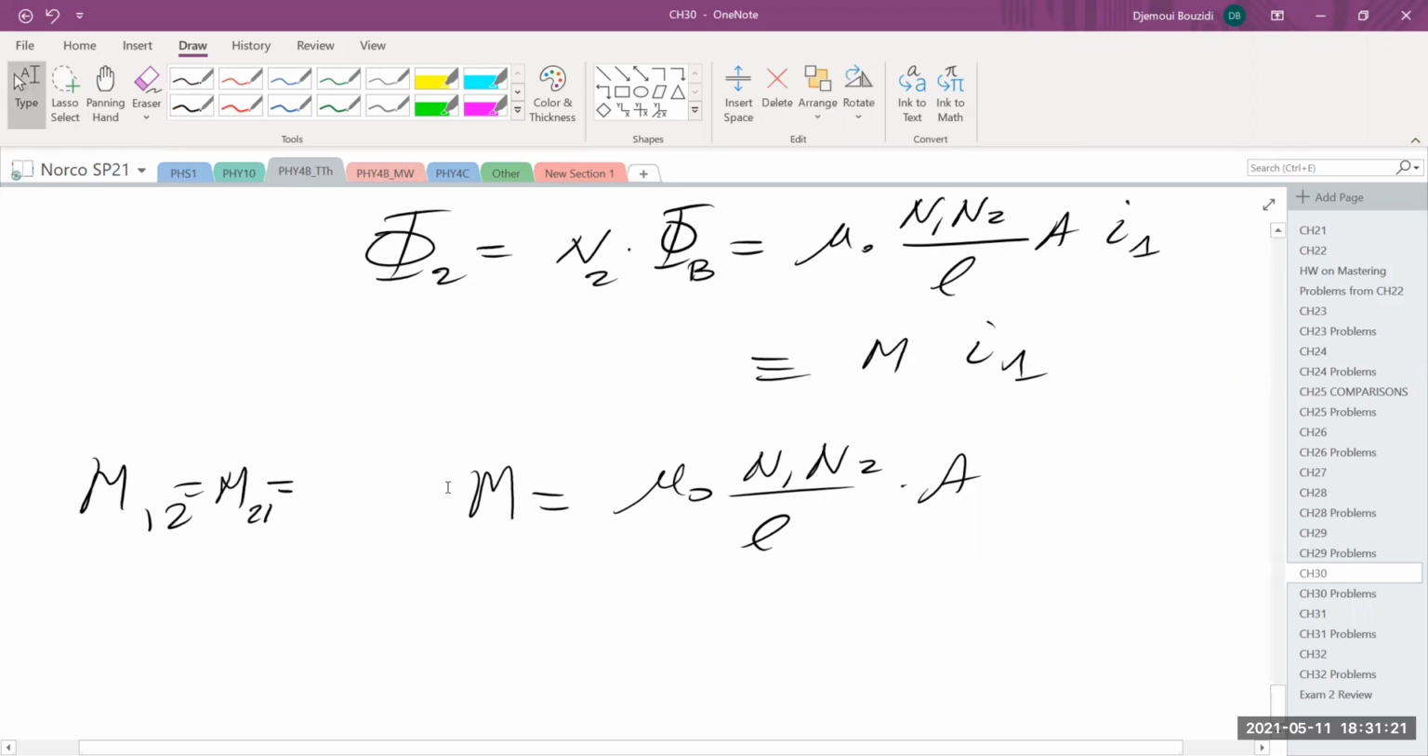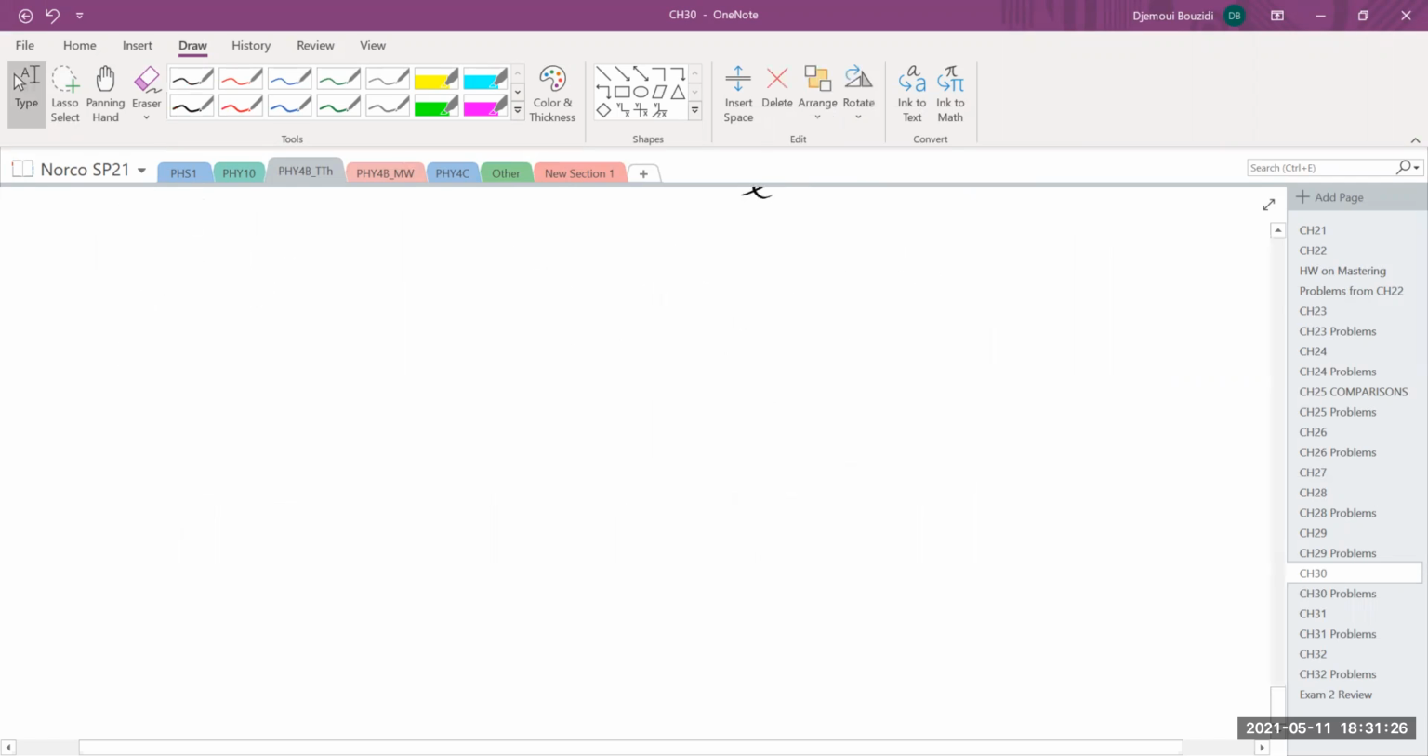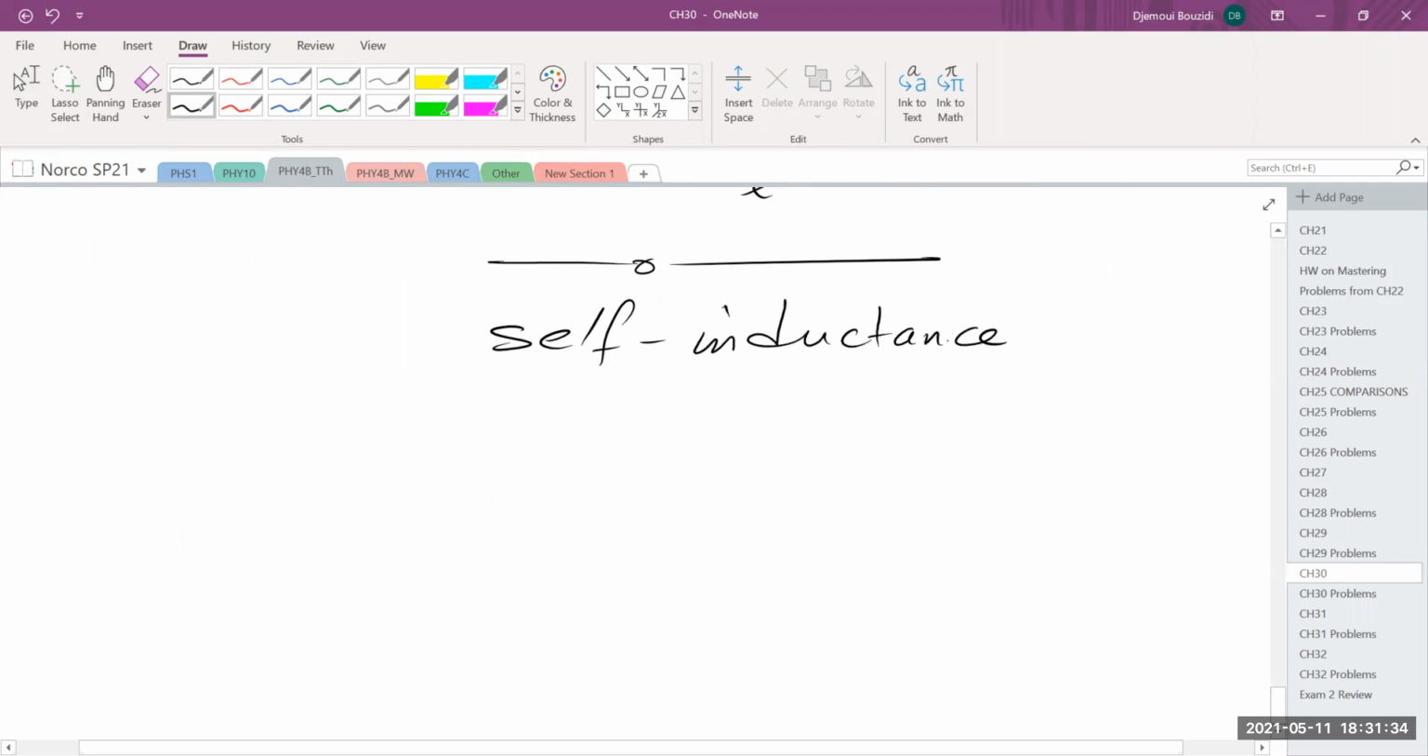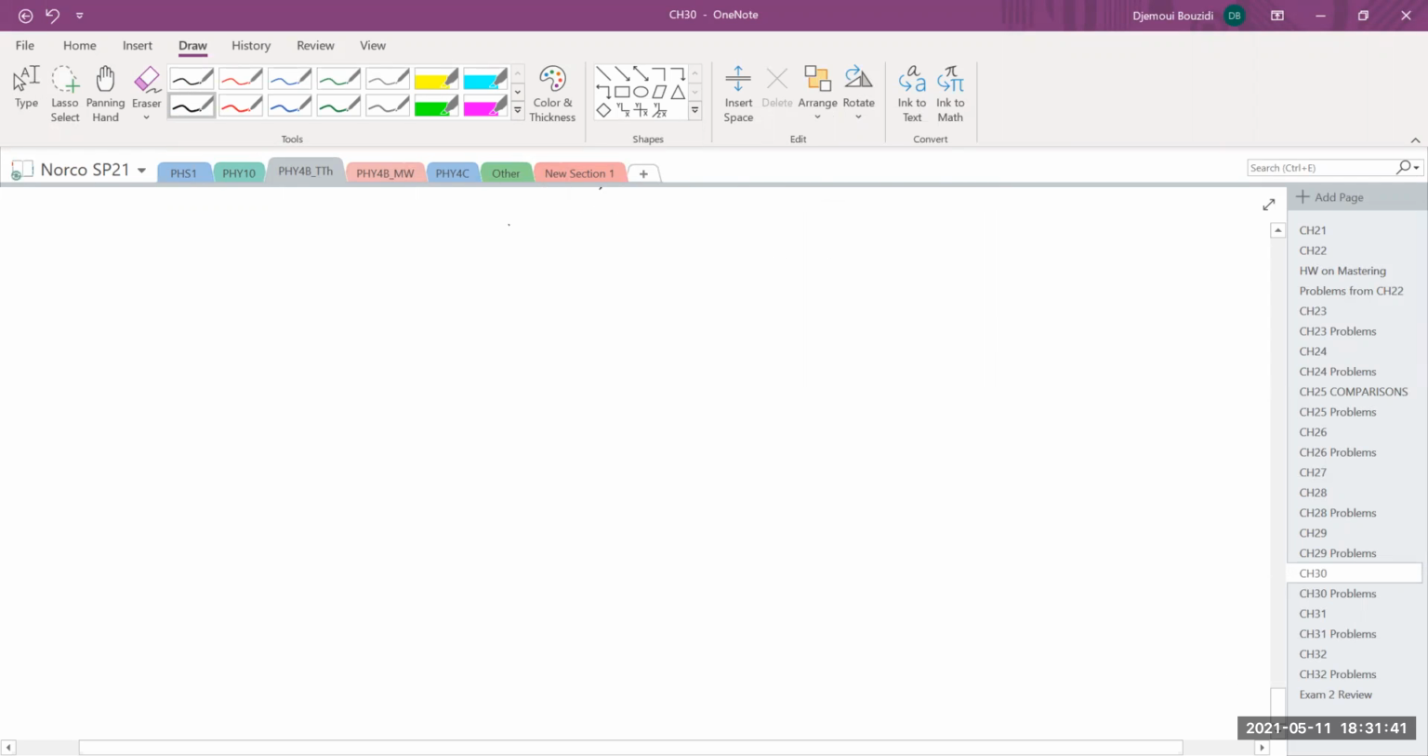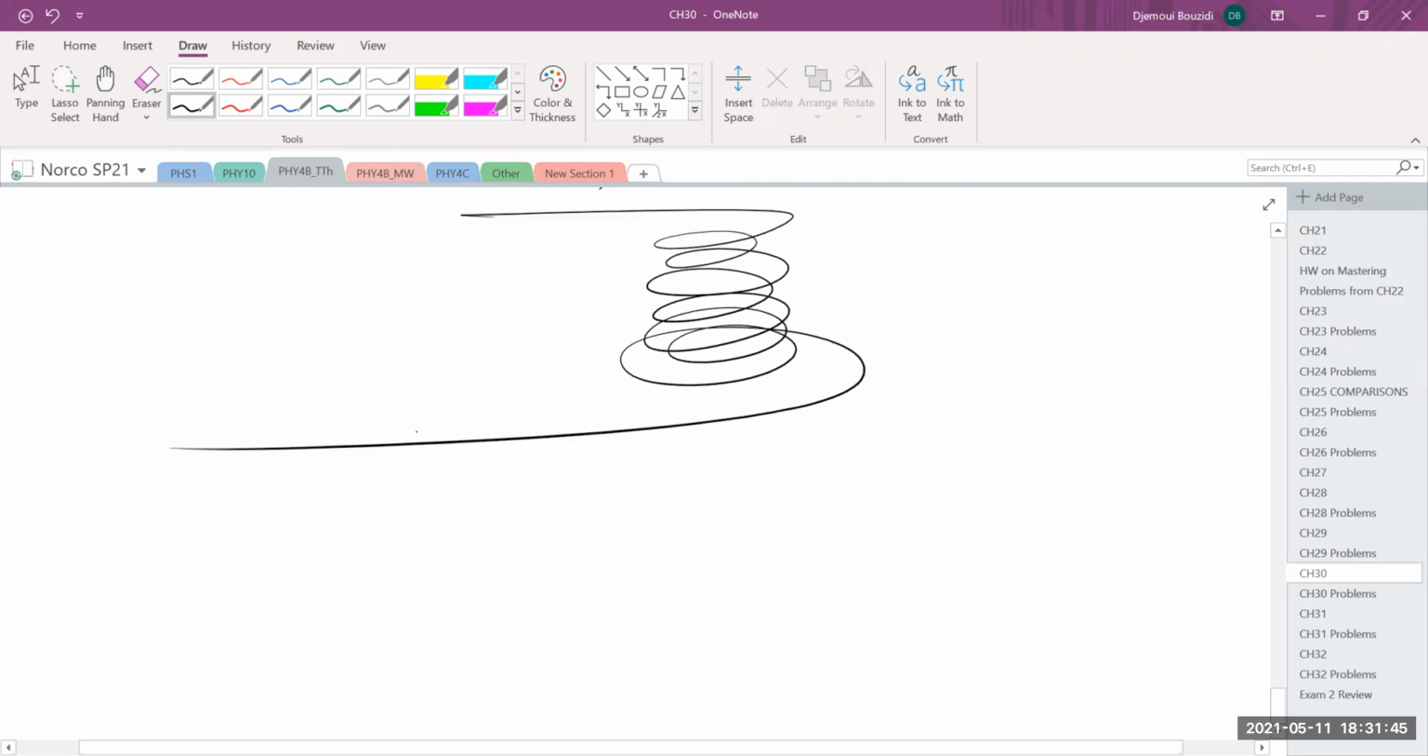Okay, let me introduce now, how much time we have? We still have time. So let me introduce the self-inductors. The self-inductance is a special case though, of the mutual inductance. You have a wire that is wrapped around itself, and that's it. So if you have a current running through it, it's going to create its own magnetic field.